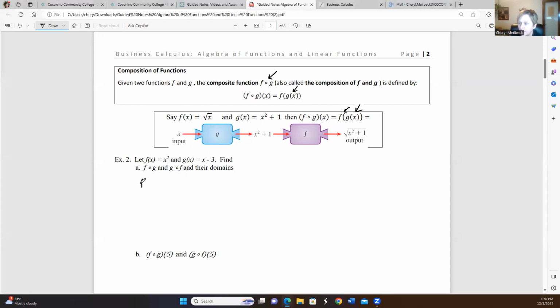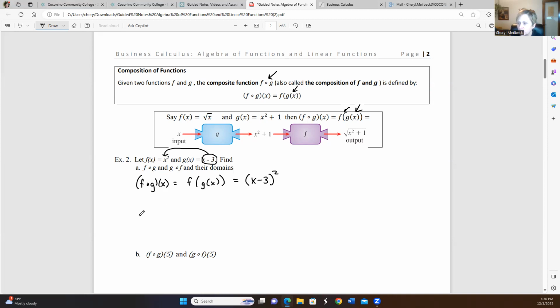Here we want to find f of g of x. So what that means is f will be the outside function and g of x will be the inside function. So let's look at the inside function first. We're going to take this x minus 3 and substitute it into the f of x function. So our resulting function will be x minus 3 quantity squared.